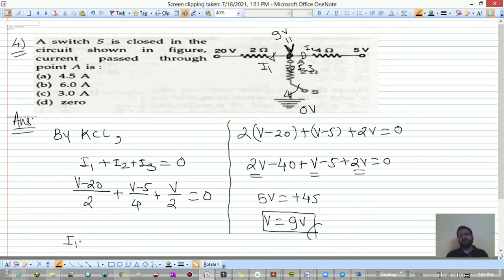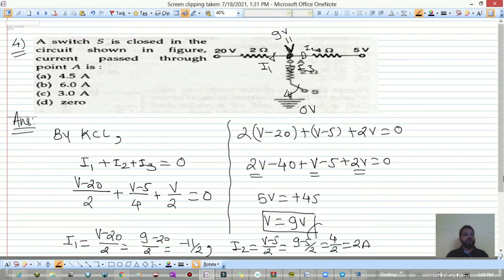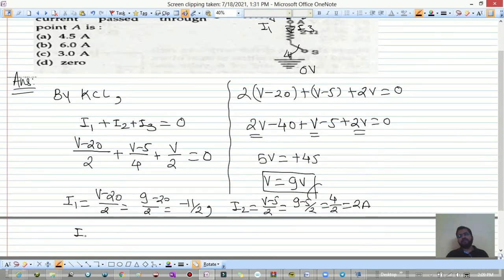I1 we have is V minus 20 divided by 2. So you will get this as 9 minus 20 by 2, which is minus 11 by 2. What is I2 then? I2 we have is V minus 5 divided by 2, which is 9 minus 5 divided by 2, which is 4 divided by 2, and that is 2 ampere. And lastly, I3 we have, I3 is equal to V divided by 2, which is 9 divided by 2, that is 4.5 ampere.